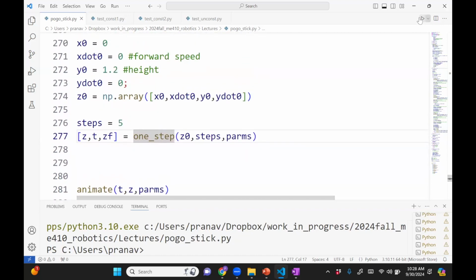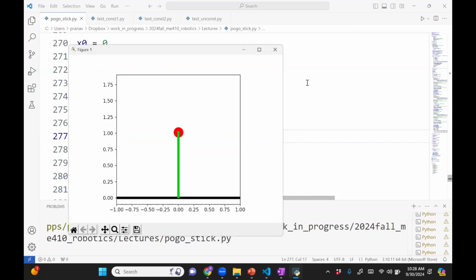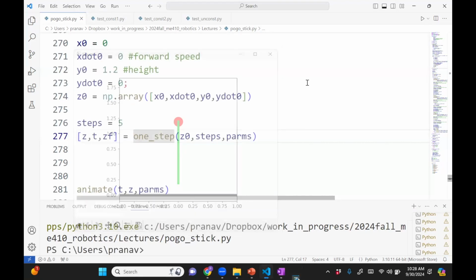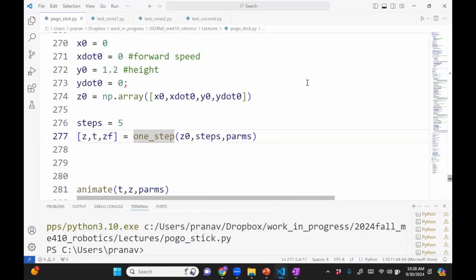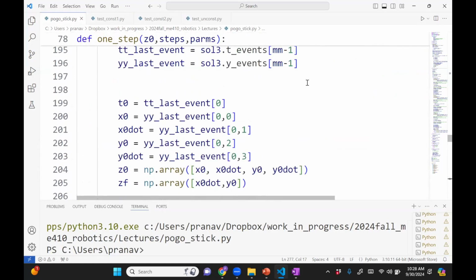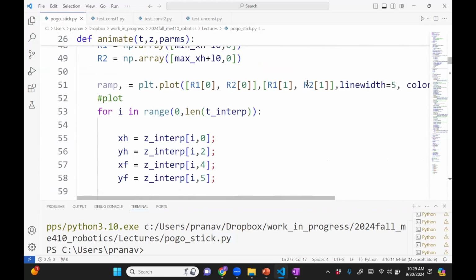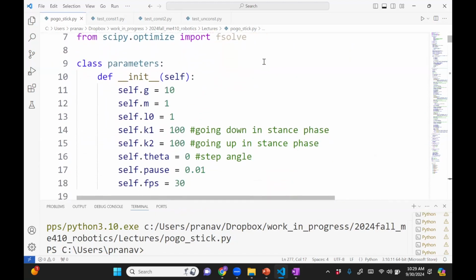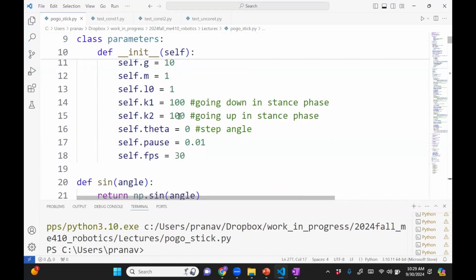Now, as I said, if I drop this pogo stick from a height, because the spring constants are the same, I have 2 constants, K1 for the first phase when it compresses and K2 for the bounce phase, and those are the same. I'll show you where it is. So here, K1, K2 is the same, 100, 100. So you'll see that it bounces to the same height. This is a conservative system. There's no friction loss.